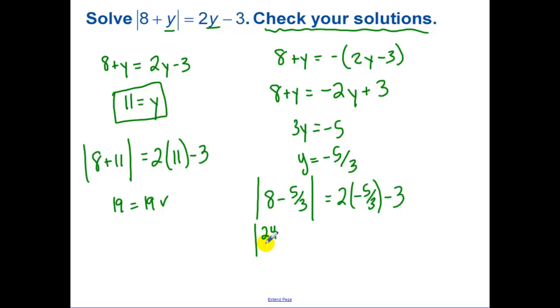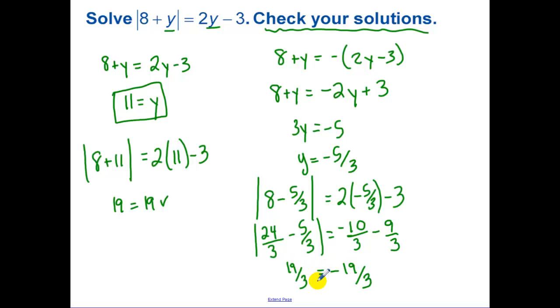Well, 8 is 24/3 minus 5/3. That's going to be 19/3 on the left. On the right, we have negative 10/3 minus 3, which is 9/3. So we get negative 19/3. Obviously, a positive is not going to equal a negative, so this is what we call an extraneous solution, so our only answer is 11. Now that's not always going to happen, but a lot of times that is going to be the case when you have a variable inside the absolute value and outside the absolute value.